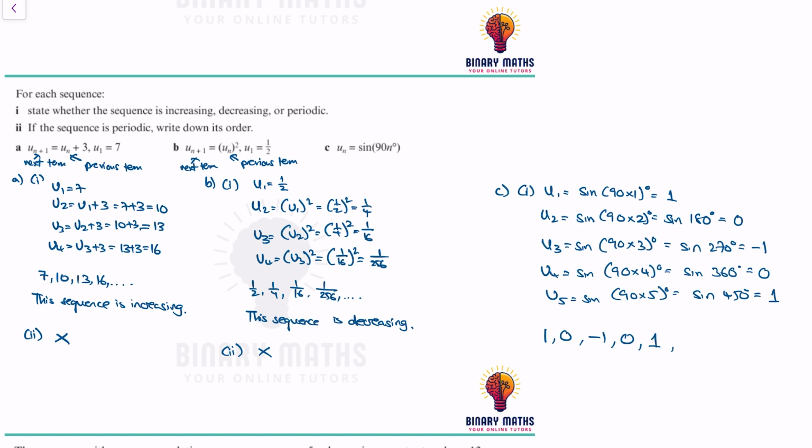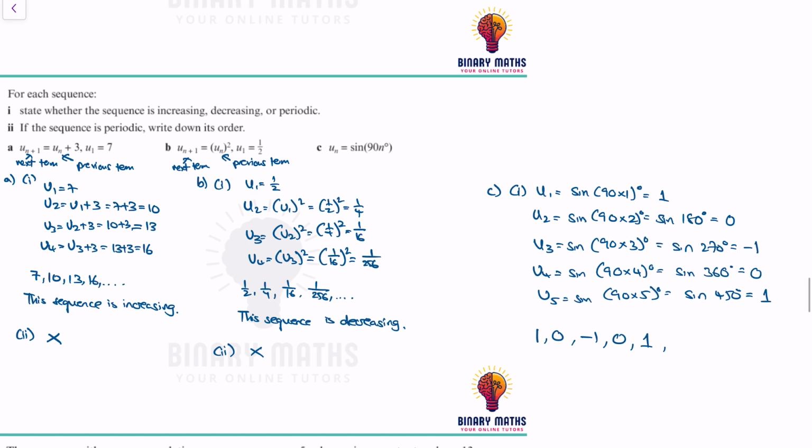Because we come back to 1, it's going to repeat itself. So 0, minus 1, 0, and so on. So this sequence, because there's repetition, is periodic. So then you can see this part repeats itself: 1, 0, minus 1, 0. 1, 0, minus 1, 0.